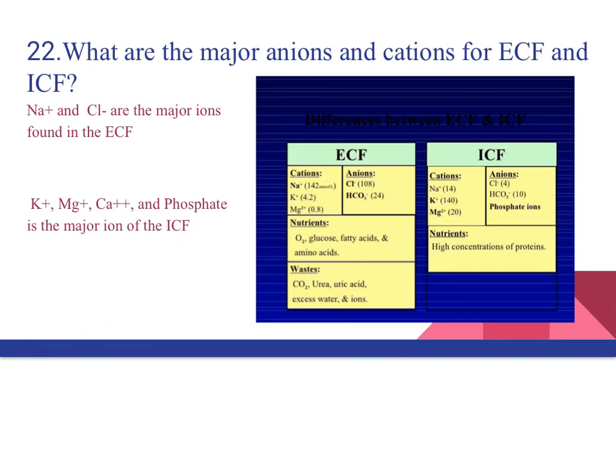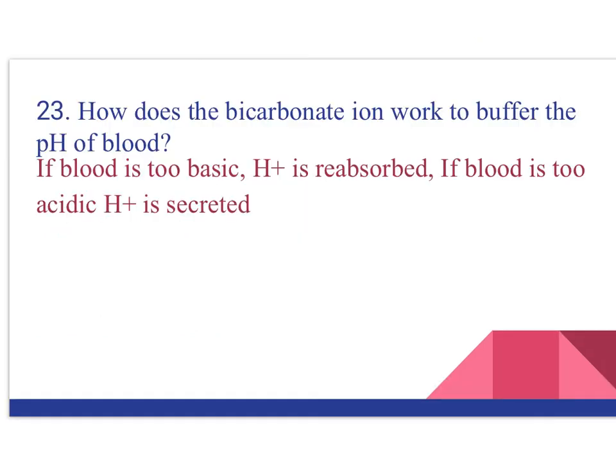Anions are negatively charged ions. Cations are positively charged. So the major anion of the extracellular fluid is chlorine, and the major cation is potassium. The major cation of the intracellular fluid is potassium.